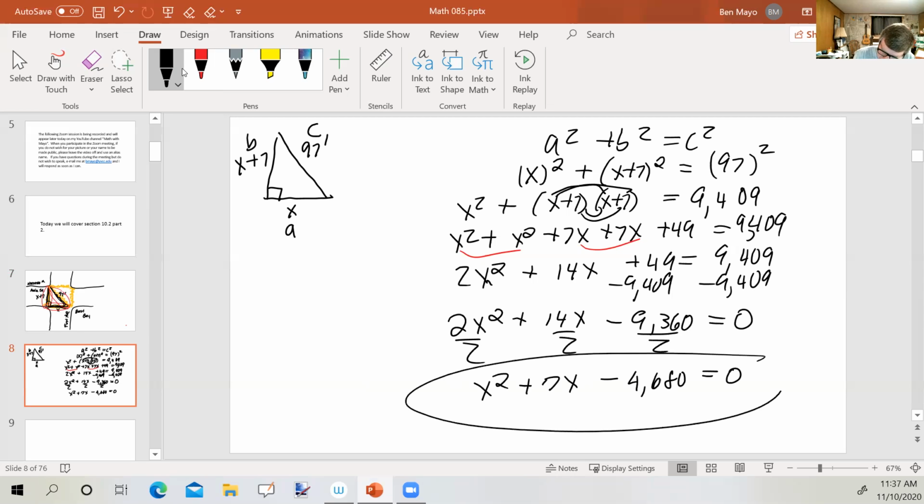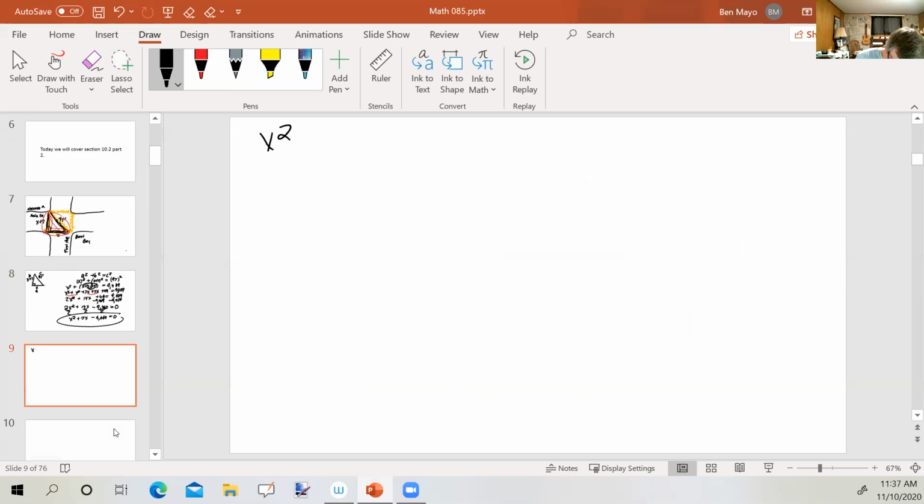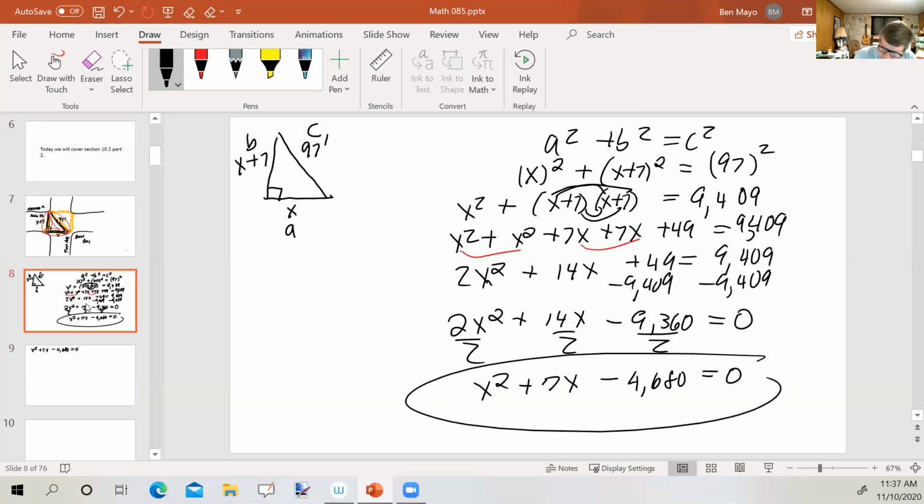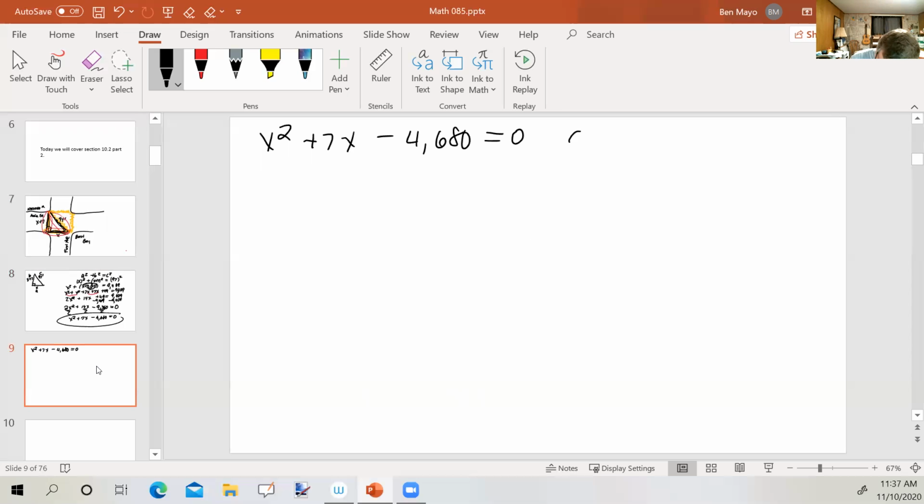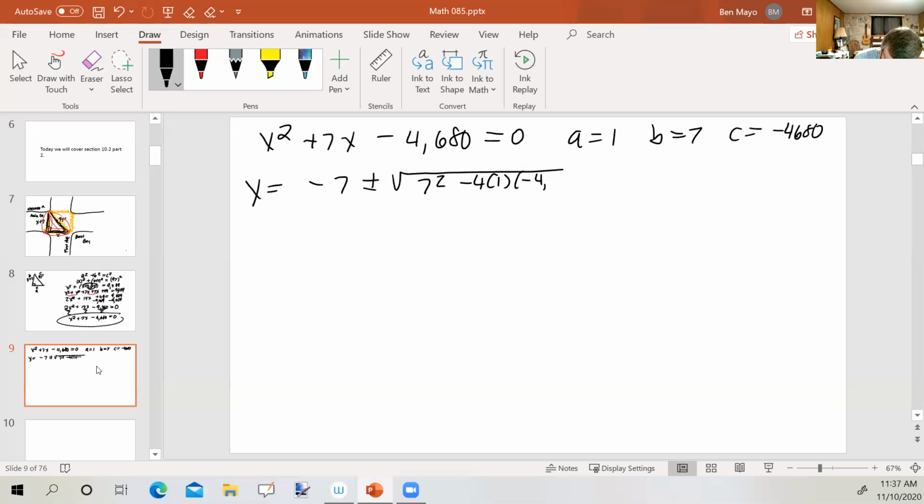I'm going to recopy this on the next page. X squared plus 7x minus 4,680 equals 0. But before I go on, did you need to look at this page any longer? No. No, I'm good. All right. So A is 1, B is 7, C is negative 4,680. X equals negative B plus or minus the square root of B squared minus 4AC all over 2A.